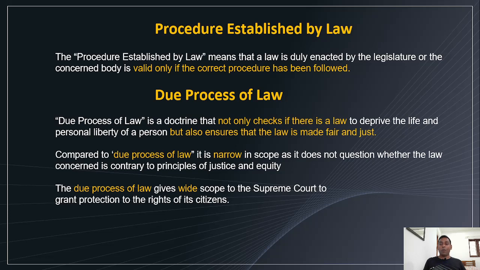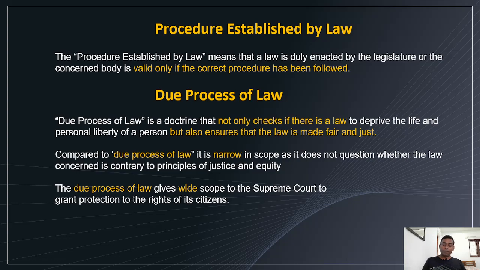Procedure established by law is narrow in scope, and it does not question whether the law is contrary to principles of justice and equity. Then the due process of law gives wide scope to the Supreme Court to grant protection to the rights of the citizens. That means due process of law is a broad concept, and procedure established by law is a narrow concept.